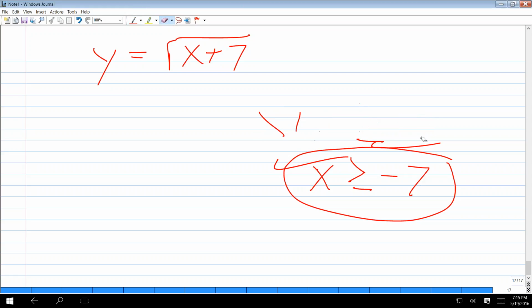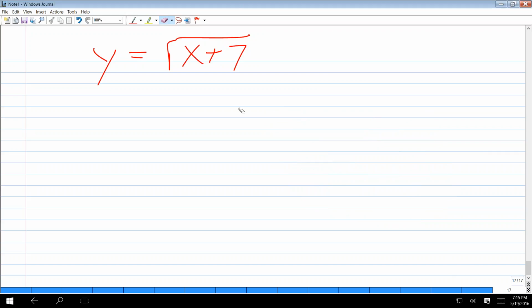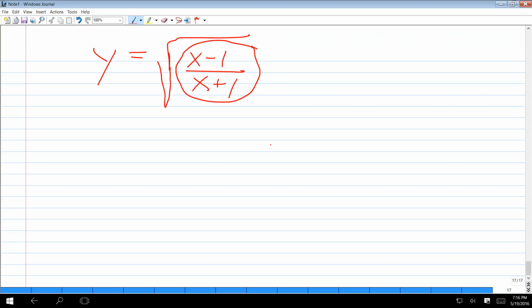And it accepted that. Yeah, now let's make it a little more complicated. Let's say the problem was this. Well, same logic applies. I'm going to take whatever is inside the radical and force it to be greater than or equal to 0, and then solve that equation or inequality, and that will be your answer. Okay.